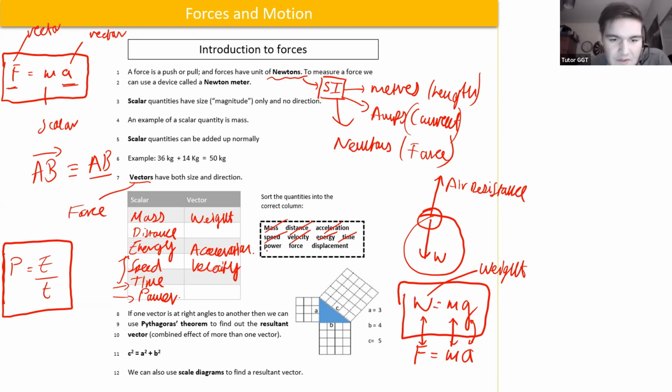Done power. All that's left are force and displacement. Distance and displacement are another pair we have between scalars and vectors, and also force. We know force has direction like displacement, so it's going to be a vector.